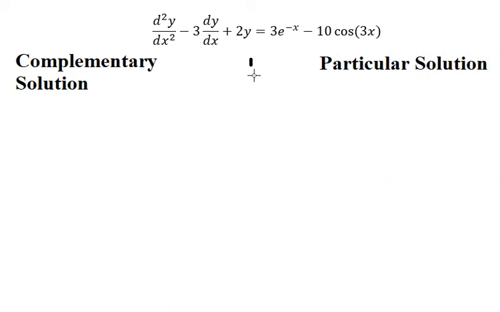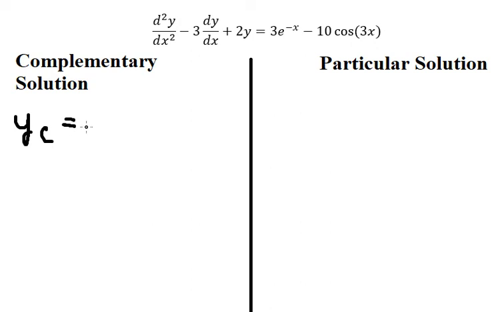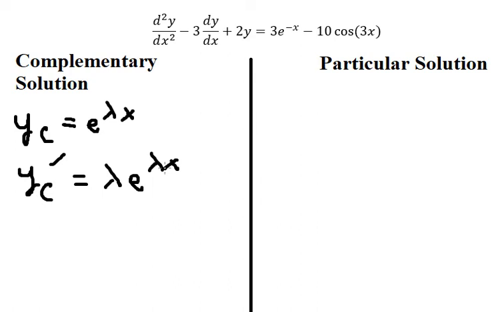So for the first one, I will put yc equals e to the power of lambda s. Later we do the first derivative of yc. We have lambda e to the power of lambda s. So we do the first derivative of e to the power of lambda s, you get e to the power of lambda s, we keep the same. Later we do the first derivative of lambda s.